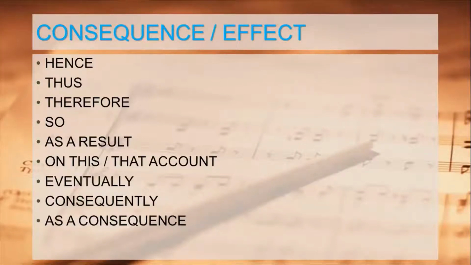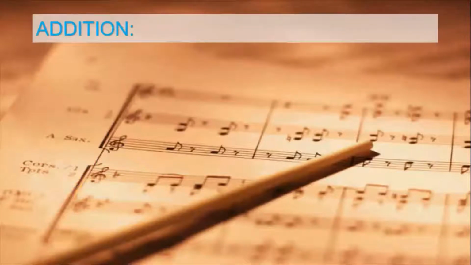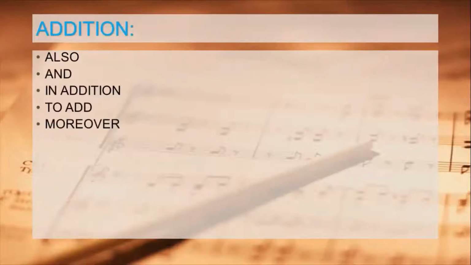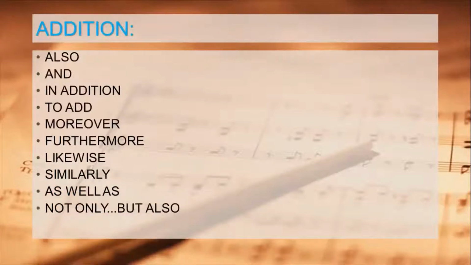Okay, so if you want to add another point, in a paragraph or at a sentence level, you can use these kinds of words also. And, in addition, to add, moreover, furthermore, likewise, similarly, as well as, not only but also, besides this. So these are the words which help you to add one more, similar point to a paragraph or to a sentence. For example, you have different points for the question, what are the reasons for traffic jam?